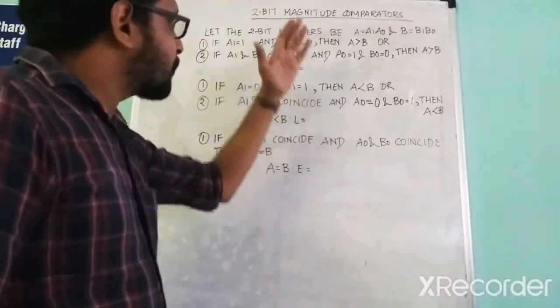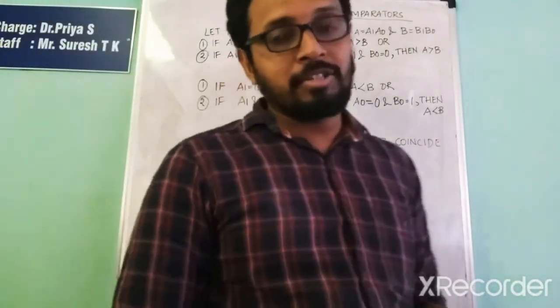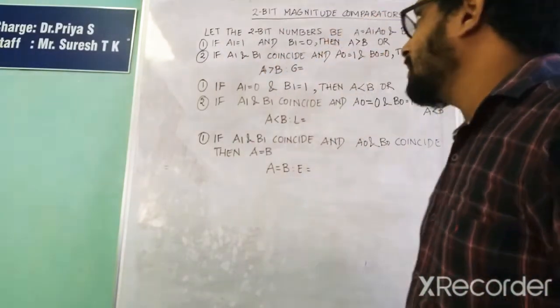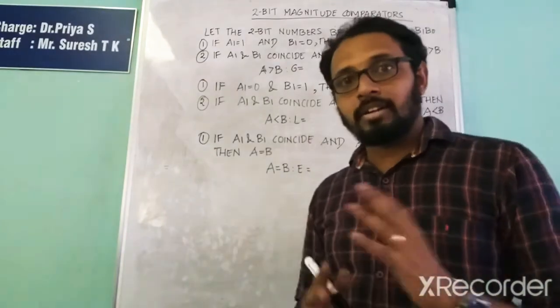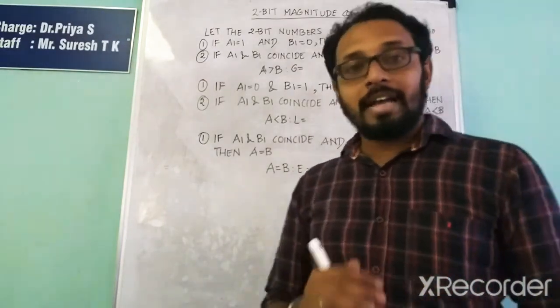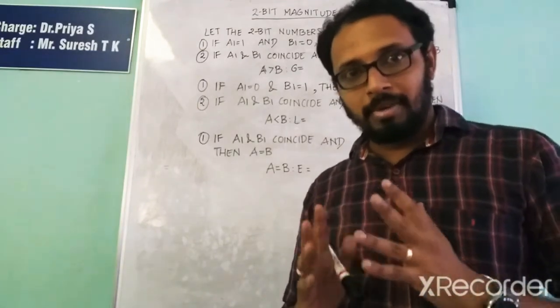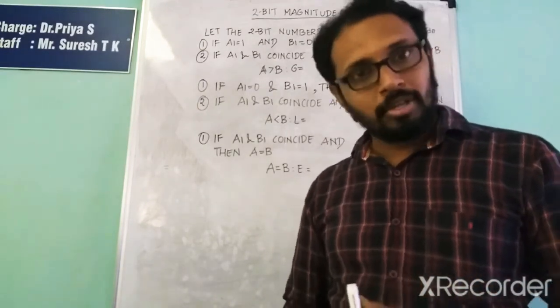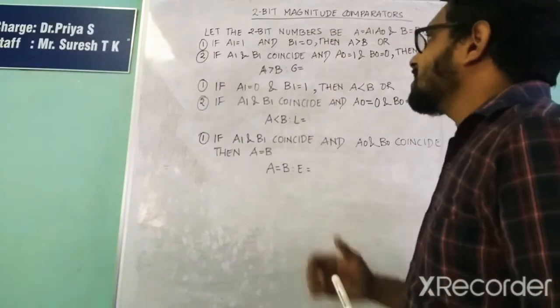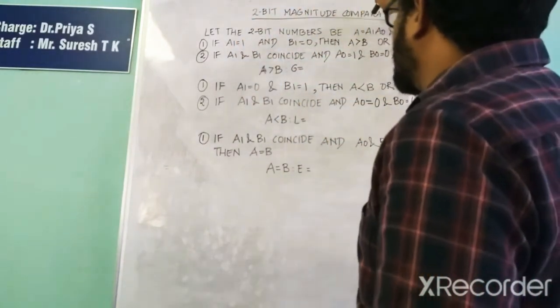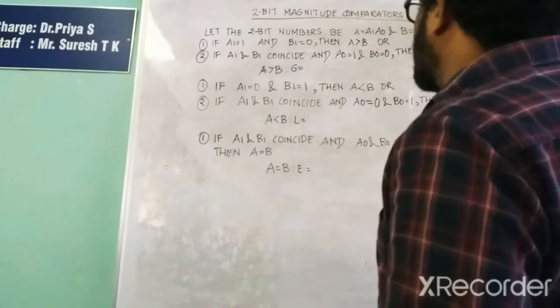I have written a few conditions for constructing the 2-bit magnitude comparator. Don't get confused, I guarantee you that by the end of this video, you will understand how to construct a 2-bit magnitude comparator. Okay, let's start. Let the 2-bit numbers be A equal to A1 A0 and B equal to B1 B0.